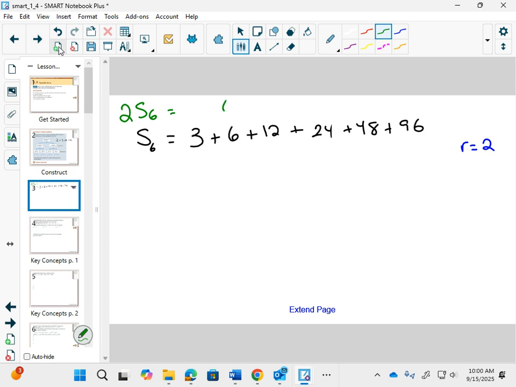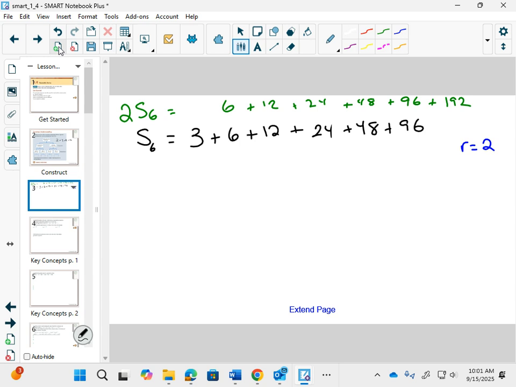It would become 6. What would happen to the 6? It would become 12. The 12 would become 24. The 24 would be 48. The 48 would be 96. And the 96 would turn into 192. And this will give me a shortcut for adding these up quickly.